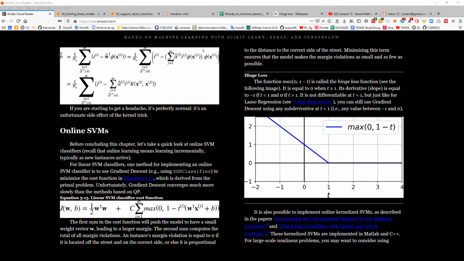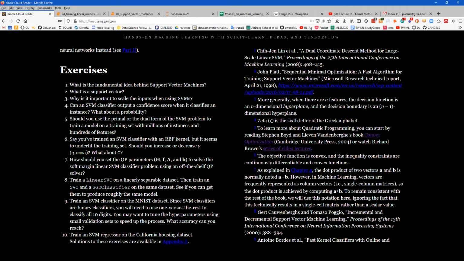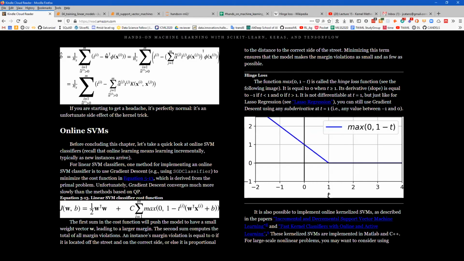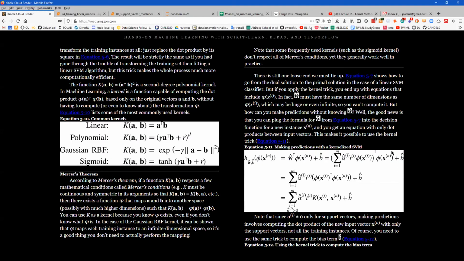He talks about other implementations of online kernelized SVMs. I didn't read these papers, but apparently they give good ways to do it. And then he says for large-scale nonlinear problems, you probably want to use neural networks. Large-scale meaning, I guess, more than 10,000 data points. So I think we covered all the rest of the chapter.